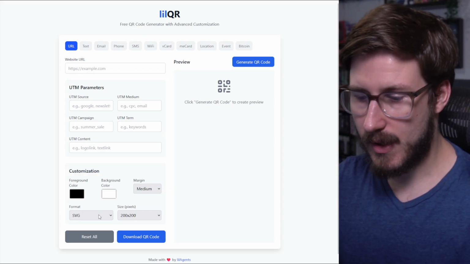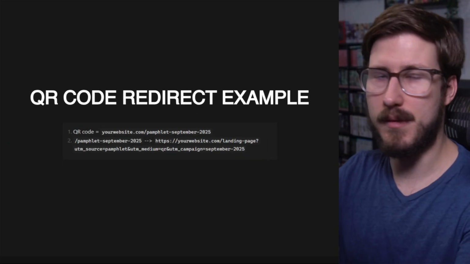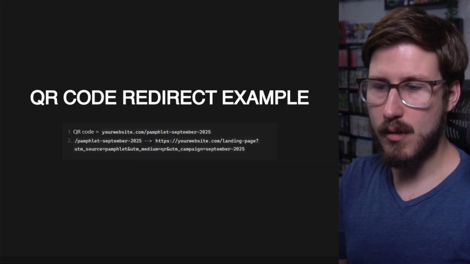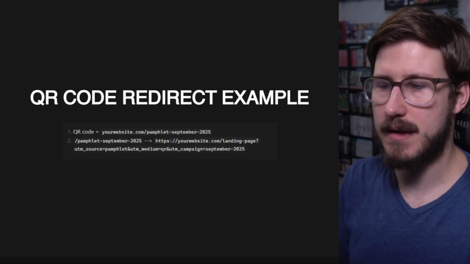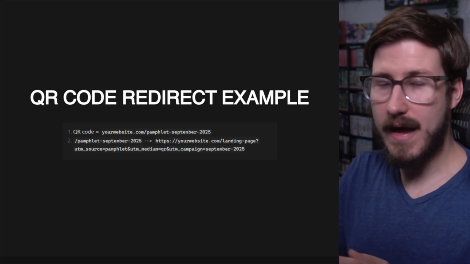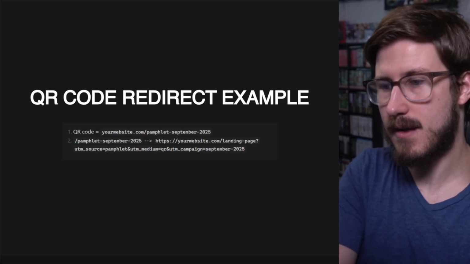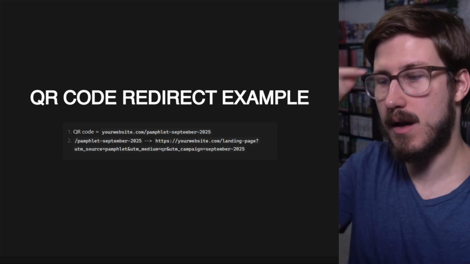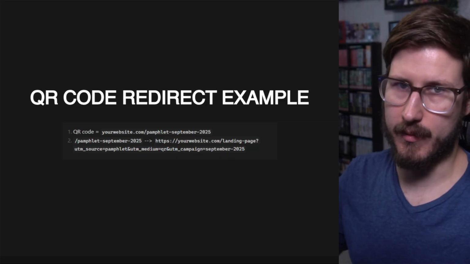I'd like to end this video by showing you my favorite way to use QR codes in the wild. So you can see this example right here. Let's say the QR code that you're using goes to a location like yourwebsite.com/pamphlet-September2025. Now that's going to be a redirect that you control on your website. That redirect, as you can see on the next line, is actually going to go to yourwebsite.com/landing-page with a bunch of UTM parameters attached to it.